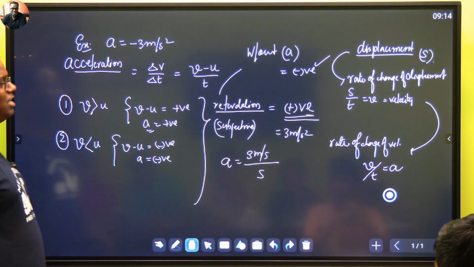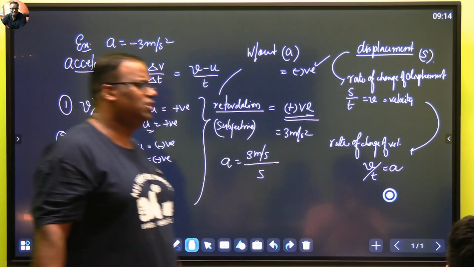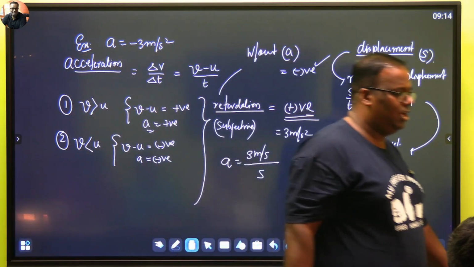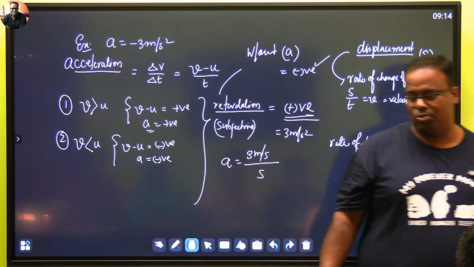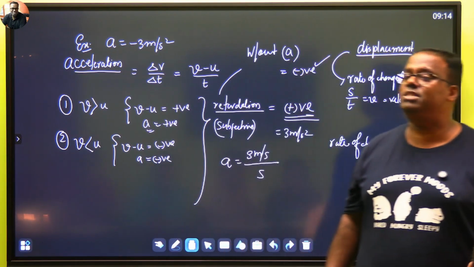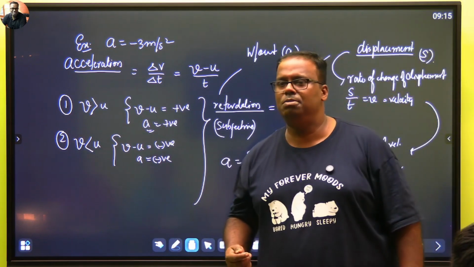ओके, तो हमने एक्सीलरेशन को देखा. और एक्सीलरेशन में कैसे क्वेश्चंस आ सकते हैं? एक्सीलरेशन इज अ वेक्टर क्वांटिटी. यूनिट इज मीटर पर सेकंड स्क्वायर. हमेशा याद रखिए इसका मीनिंग क्या होता है.